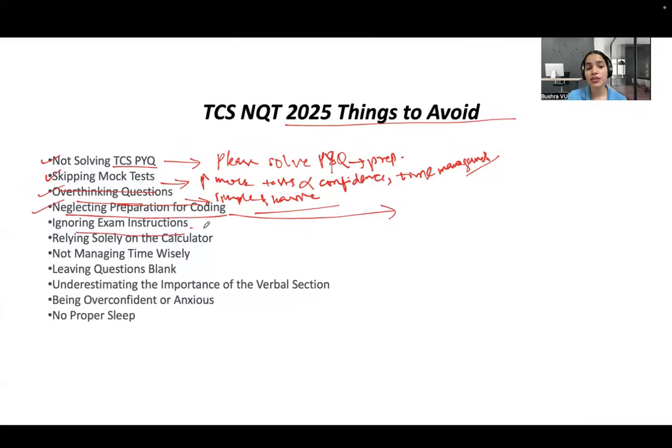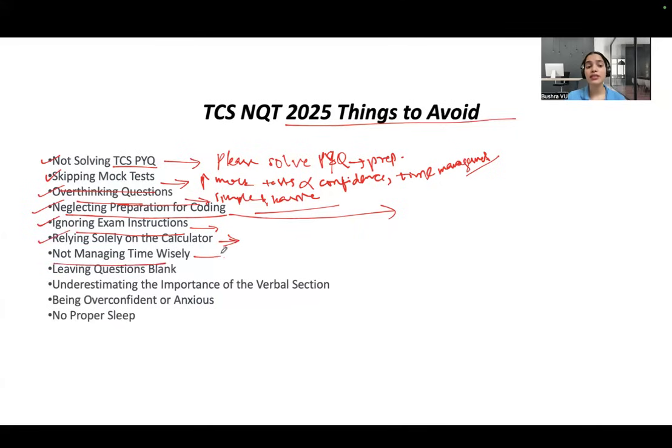Ignoring exam instructions. We have already discussed a lot of instructions. Please keep them in mind before your test. Please don't forget them. Relying solely on the calculator. A lot of students just rely on the calculator. However, make use of the calculator as much as you can, but don't solely rely on it, because there are going to be things that you cannot rely on, okay?